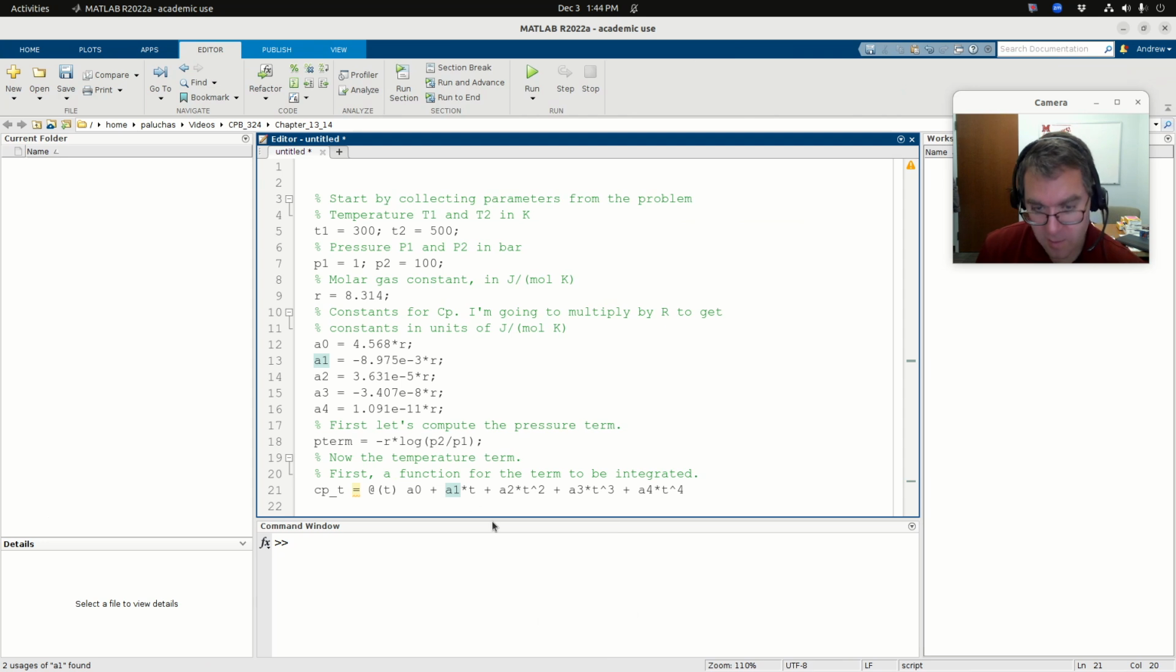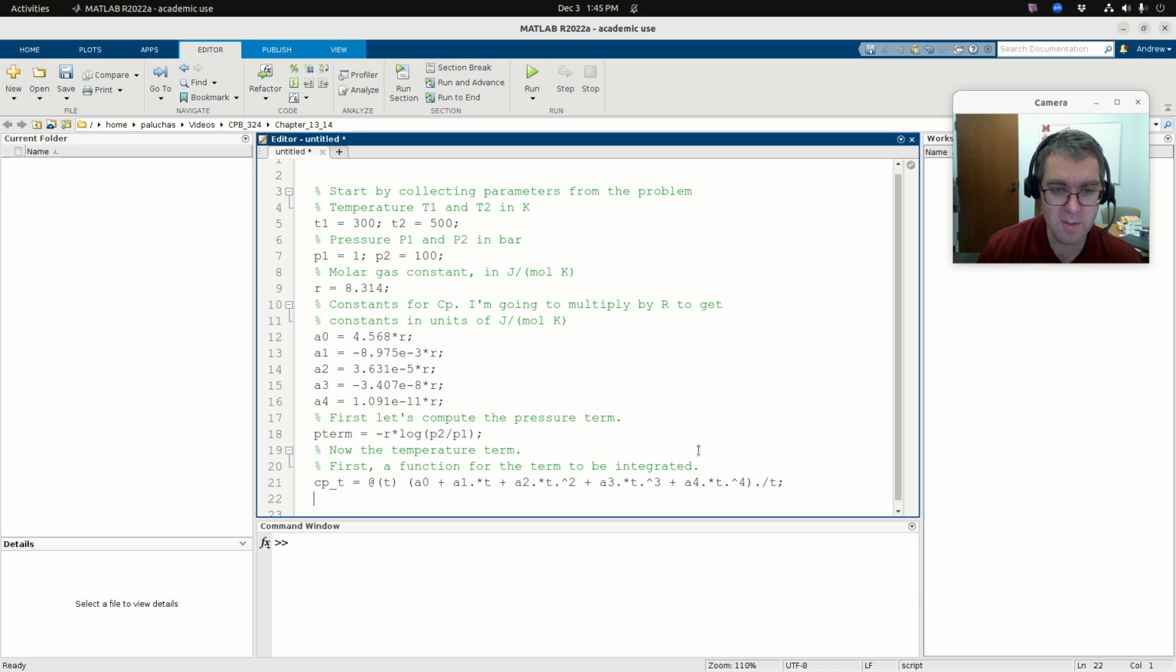I'm going to make all these element-wise operations. And then I need to divide by t. I can either start manually dividing terms by t and canceling, or I can just take the whole term in parentheses and divide by t. It's exactly the same, so do whatever would cause you to make the least amount of mistakes. So here I've created an anonymous function, essentially a function for Cp divided by t. Now we can integrate.